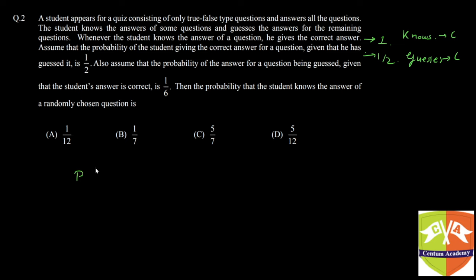This probability that he guessed the question provided his answer is correct would be, so in the denominator, let us find out what is the probability of a question getting correct.